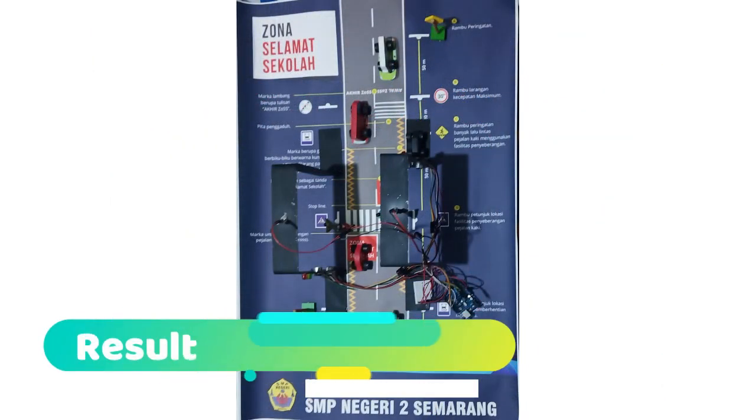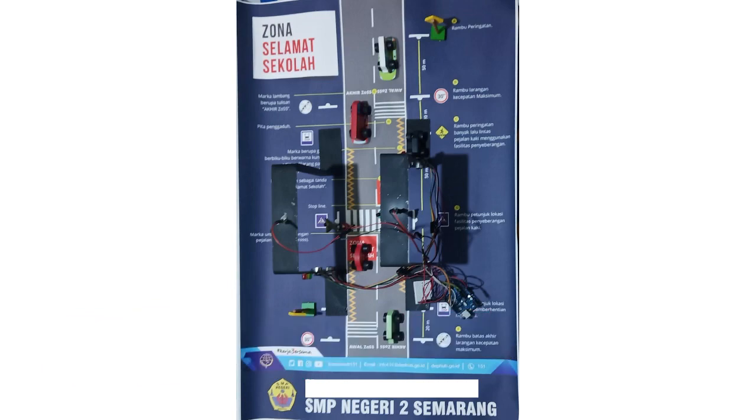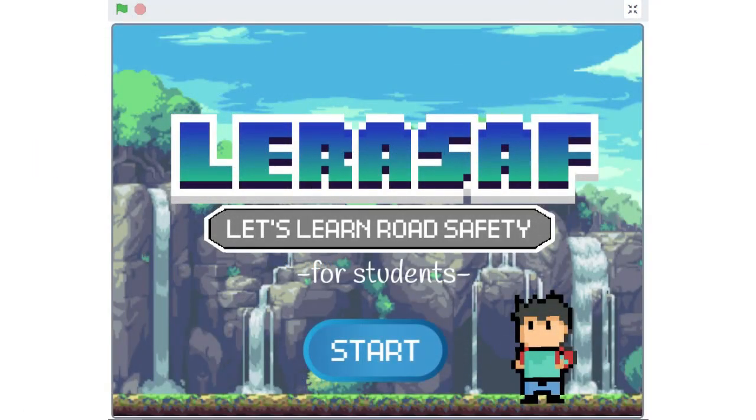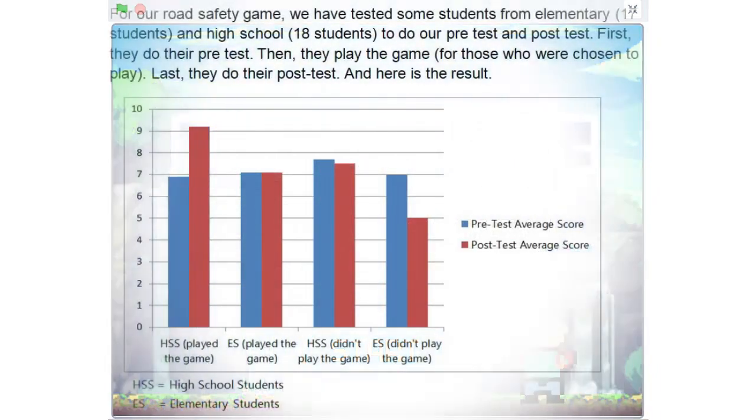Result. Here shows the result of Arduino-based smart traffic light control simulation in the School Safe Zone and also the effectiveness of ultrasonic and Pi Air sensors. For our road safety game, we have tested some students from elementary and high school to do our pre-test and post-test. Here is the result.